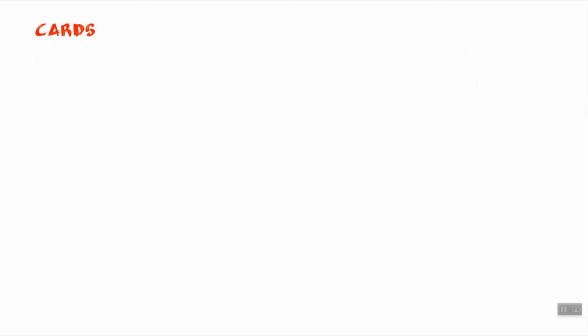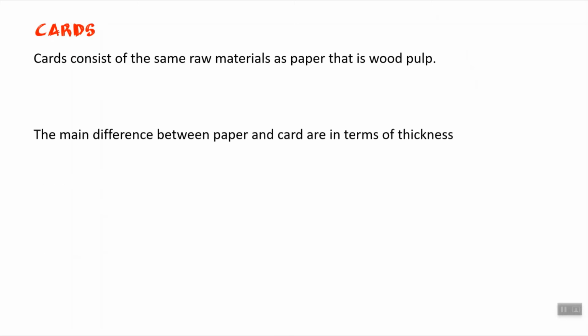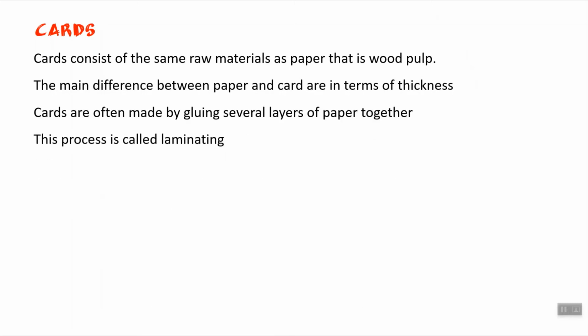So then we have another category of paper. It is called cards. So what are cards? The cards consist of the same raw material as paper, that is wood pulp, but the main difference between paper and cards is in terms of thickness.